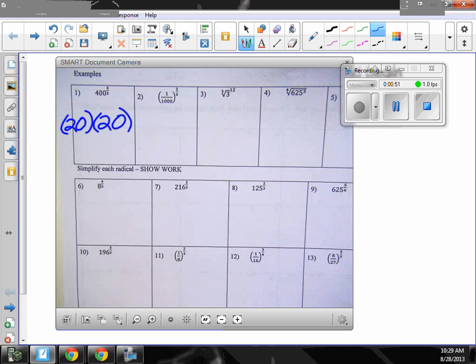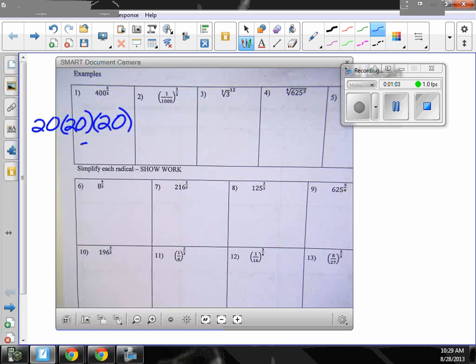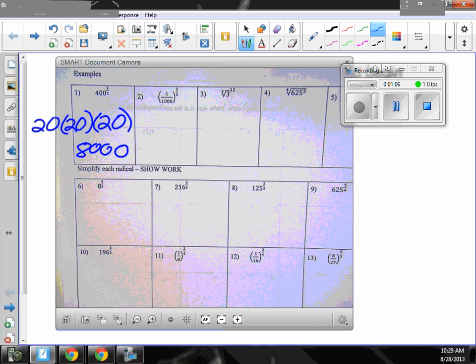Now to calculate the answer, how many of those 20s do we need? 3 of them. So if I add, or multiply, I guess, another 20 on there, 20 and 20 is 400 times 20 is 8,000. Okay?